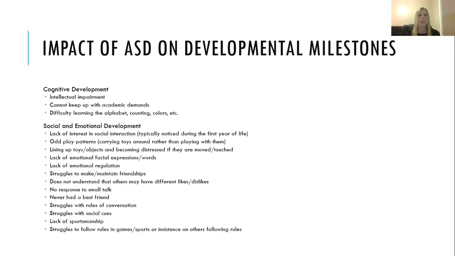So looking at the impact of autism spectrum disorder cognitively, we may see intellectual impairment, so they may not be able to keep up with academic demands, as well as we might see the opposite too. So we may see some kiddos who are really advanced and well above their peers in the class. It's difficult to be able to interact socially with other kids.